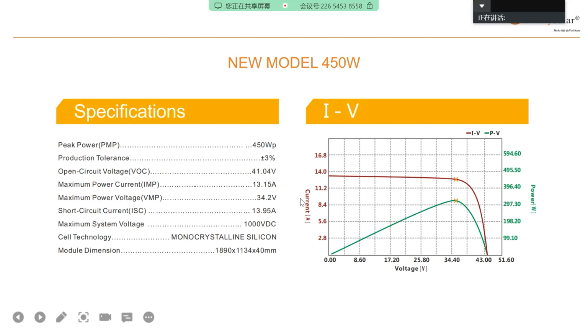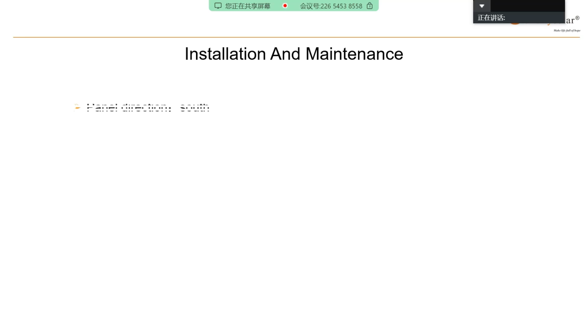So regarding the panels installation, here I made some advice to you. First, the panels direction is to the south. Second is the angle. Here I mentioned 0 to 30 degrees, but actually it is based on location. In Africa it is different. Different countries in the world have different positions, so the angle is different. Later I will show you pictures.